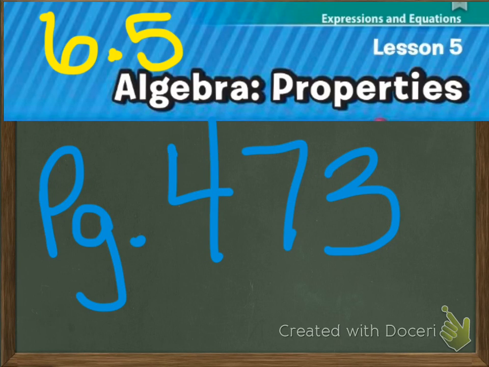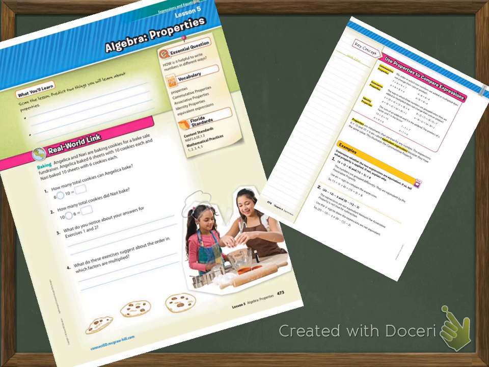Alright, this is going to be 6.5, Algebra Properties. It starts on page 473. And these are what your pages should look like, so make sure you're opened up to those. Take some notes.